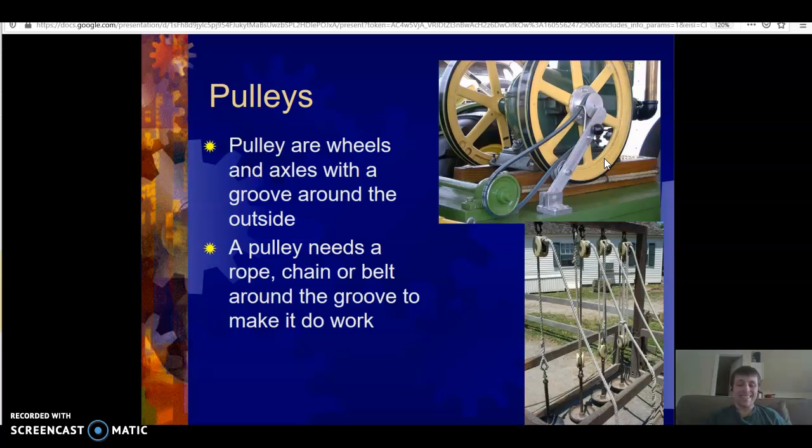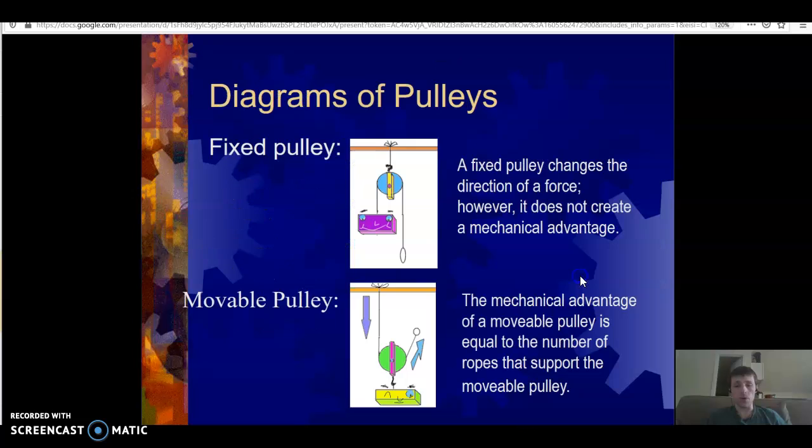Next, let's look at pulleys. Pulleys are wheels and axles with a groove around the outside, and a pulley needs a rope, chain, or belt around the groove to make it work. Now, pulleys only provide a mechanical advantage if they're not fixed. If they're just hanging there and the rope passes right through, this pulley does not move, there is no advantage to it. Now, it can be useful to redirect your force. Instead of lifting up, I could be pulling down, but it does not actually provide any mechanical advantage.